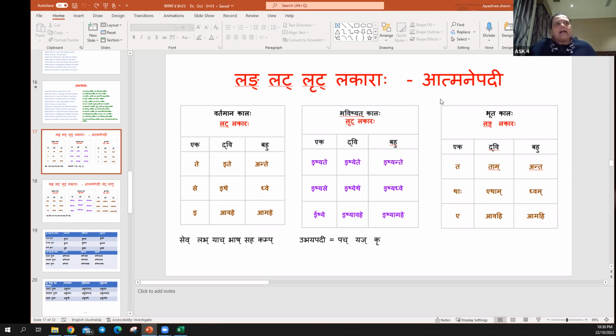But some people say that Atmanepadi, Atma means self, right? So some of them say that Atmanepadi is for me, if we have to do something for myself. Mata Pakam Pachati, mother cooks food. Mata Pakam Pachate, if we say that, it's like mother cooks food for me. Aham Vande, I pray to God. I don't know exactly whether that's true or not, because Parasmaipadi is Para and Atmanepadi is Atma. Probably, but yeah, they say that.